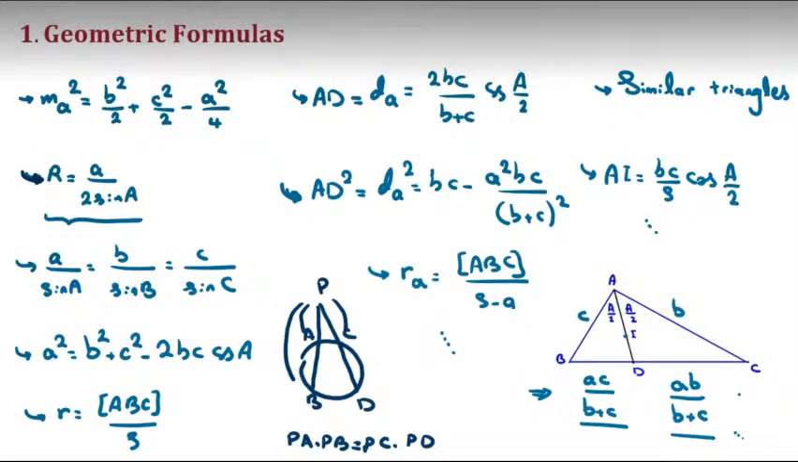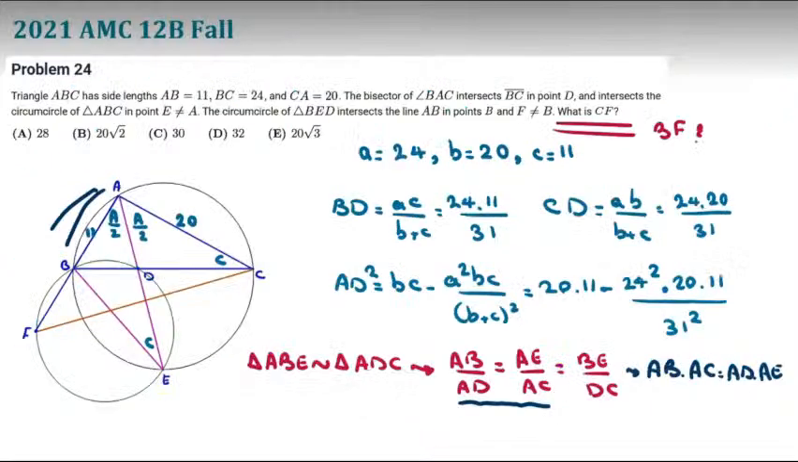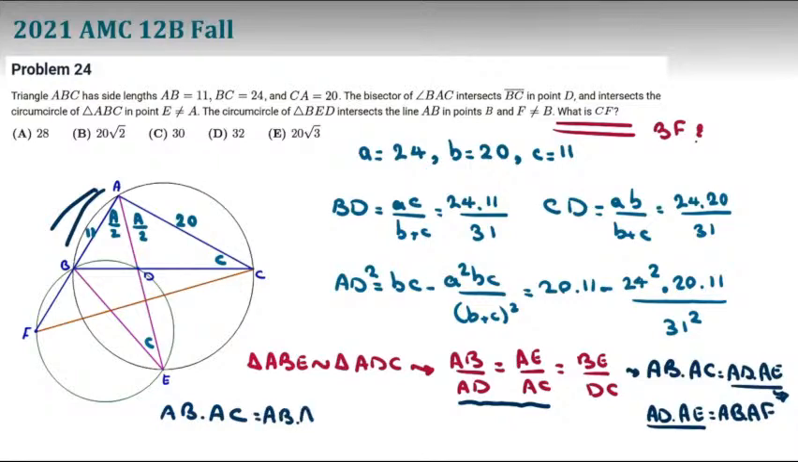AD times AE equal to AB times AF. So by these two things, I conclude AB times AC, because this part is same in both of them, AB times AC equal to AB times AF. We can cancel AB. We know AC is 20. So because AC is 20, we can find AF.